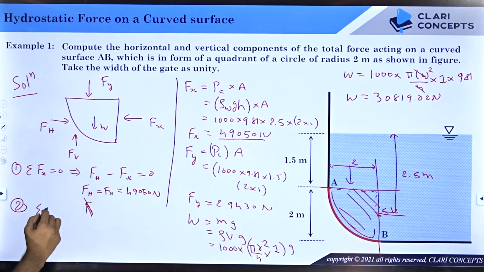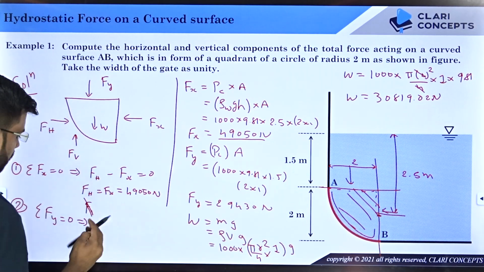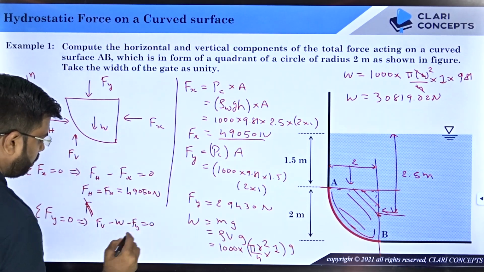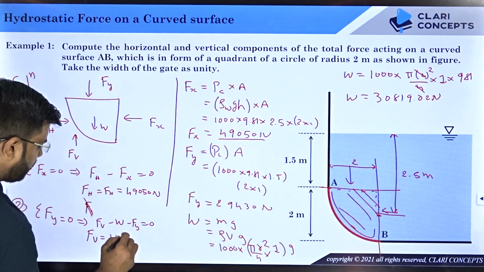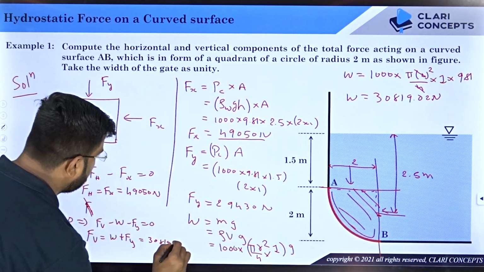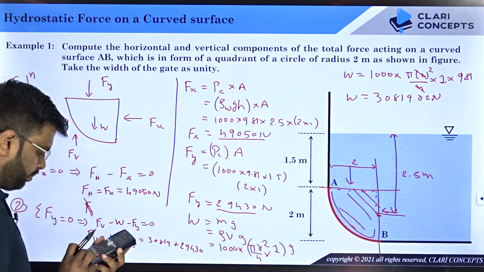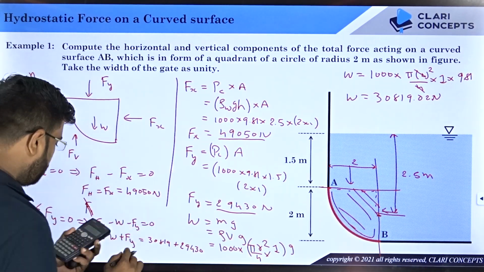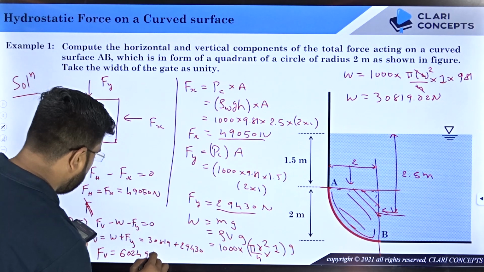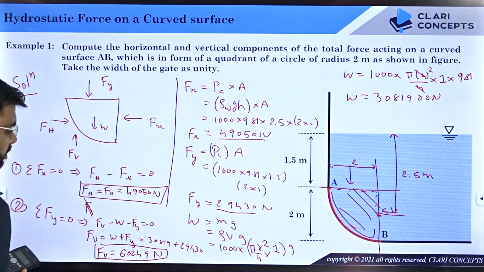Similarly, you talk about Fv, summation of forces along y equals to 0. This implies you take positive upward. So that means Fv is positive, W is downward, and minus Fy. Fv minus W minus Fy is equals to 0. So Fv is equals to W plus Fy, which is 30819 plus Fy, that is 29430. I will get Fv as 60249 newtons. So this means the horizontal force is 49050 newtons and vertical force is 60249 newtons.